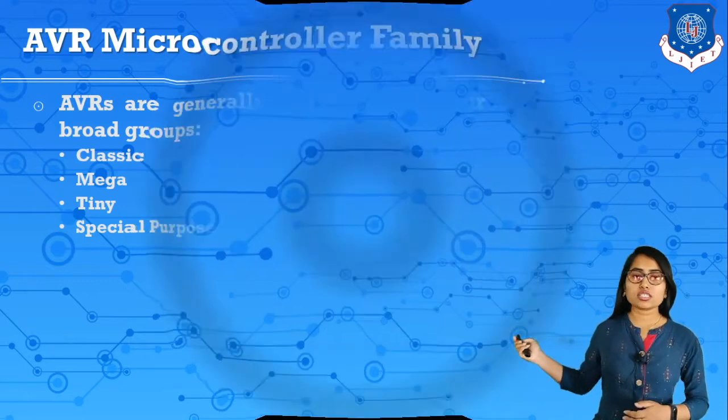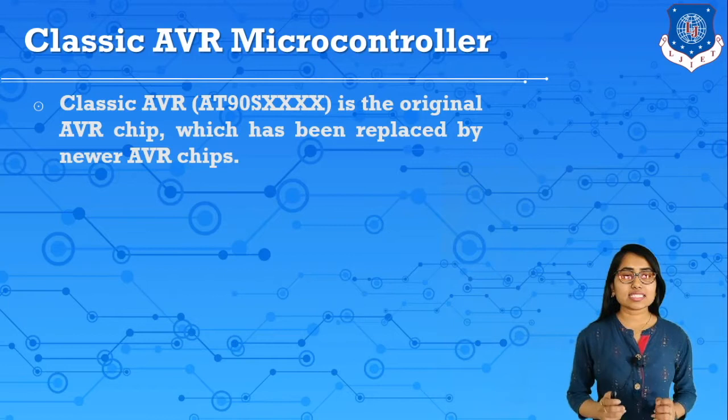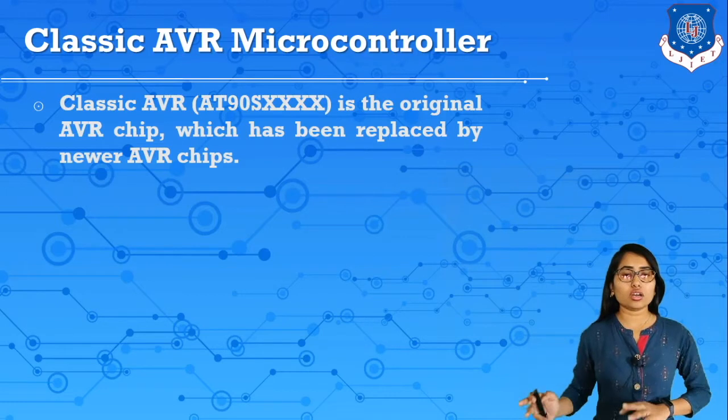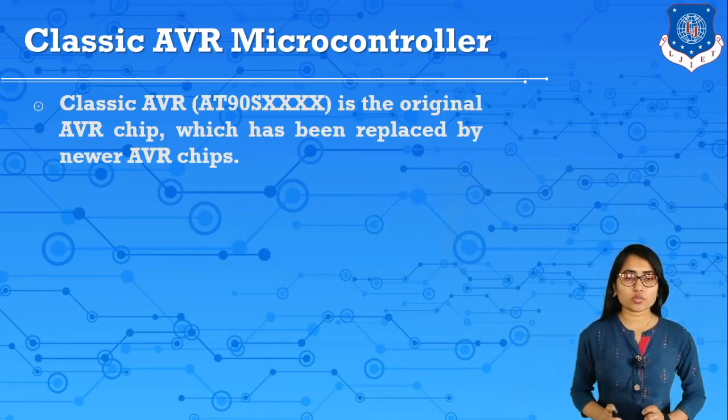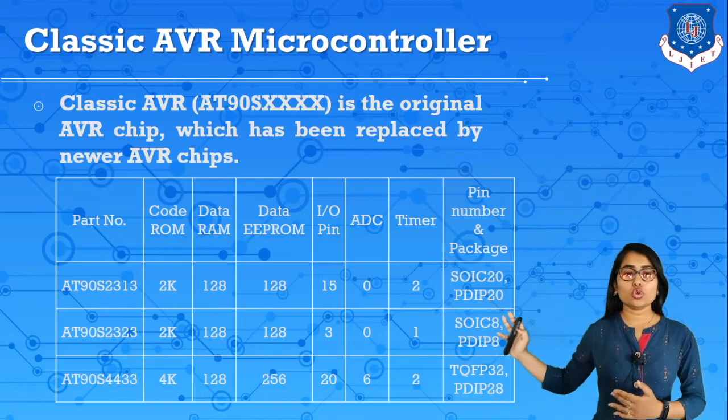So first we have the classic AVR microcontroller. Classic AVR has the part number 90S series. This is the original AVR chip, and nowadays it is basically replaced by newer AVR chips. So here we have a table which shows the classic AVR microcontrollers.